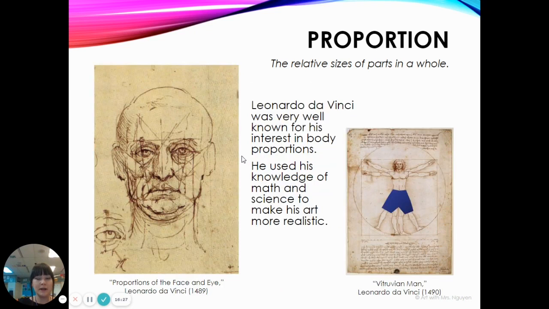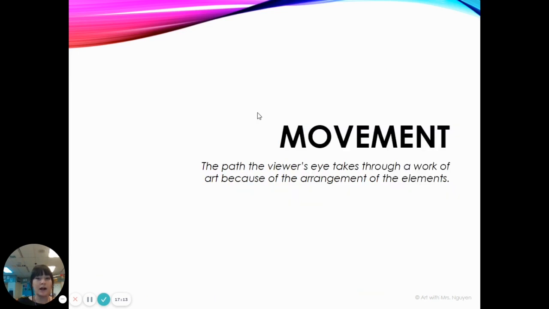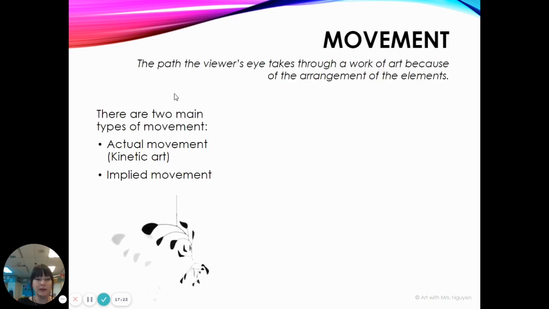Leonardo da Vinci, who painted the Mona Lisa in the beginning of these slides, is very famous for figuring out the correct proportions for the human face and the body. And some of his sketches explain all of these relationships that become our body and facial proportions. Movement is how an artwork shows how it looks like it's moving or actually is moving. There are 2 main types of movement in artwork.